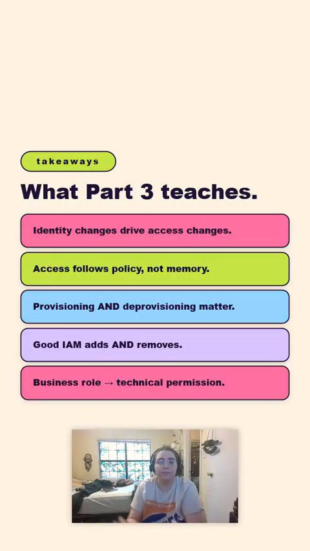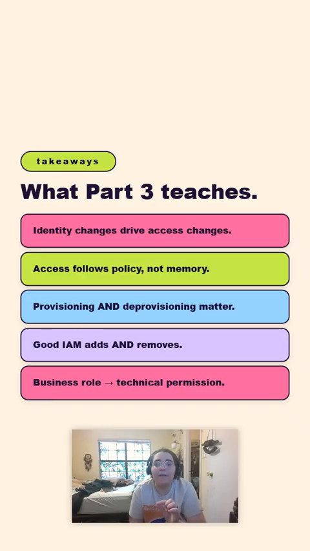Let's go ahead. Now, 5 lessons to take with you. Put these in your little brain hole. First, identity changes should drive access changes. They are not separate processes, they are connected. Second, access should follow your written rules, not someone's memory. People forget, systems don't. Third, granting access is only half the job. Removing access is just as important, and often where companies fail. Fourth, good IAM does both automatically on every change.